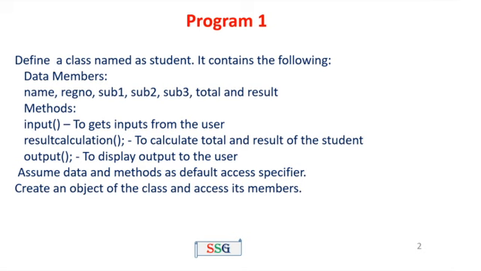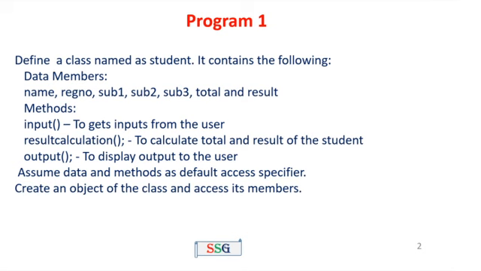Here is program 1. Define a class named student. It contains the following. That means we have to create one class named student. It contains the following data members: name, registered number, subject 1, subject 2, subject 3, total and result. Here total means the sum of subject 1 plus subject 2 plus subject 3. Result is either pass or fail.